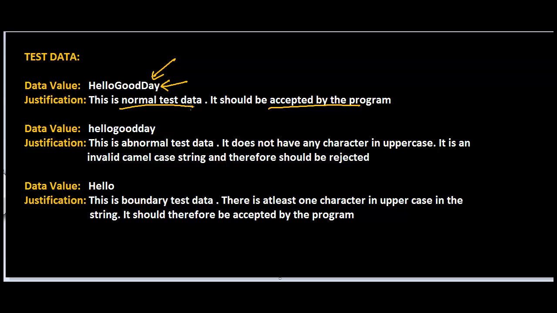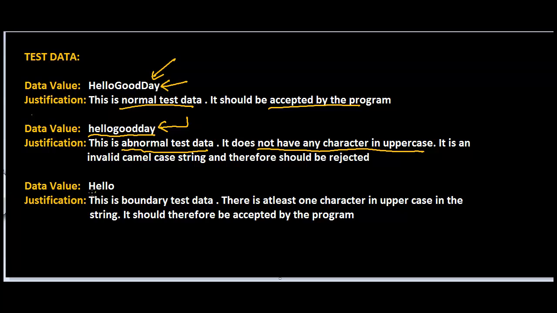Now the second data value that we've suggested for test data is this one. This is not a camel case string since we do not have any uppercase characters in this. So this is abnormal test data. This should not be accepted by the program. It should be rejected because it does not have any characters in uppercase. Remember, we were supposed to input a camel case string, and in a camel case string each word is separated by uppercase letters, right? And we don't have a single uppercase letter in this case, so this is an example of abnormal test data and it should be rejected.